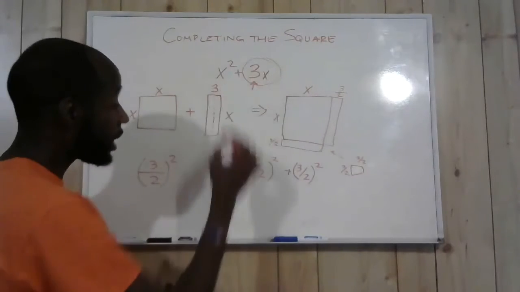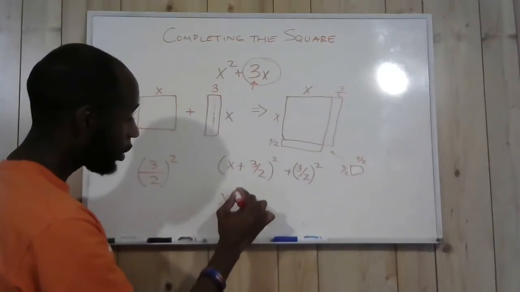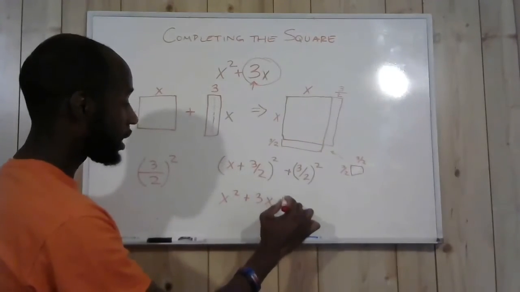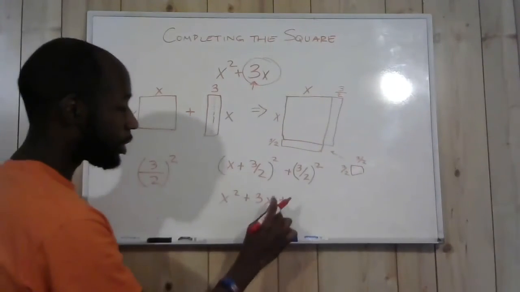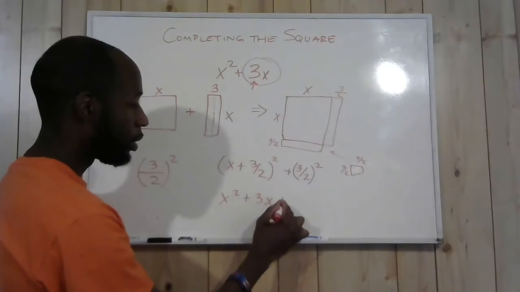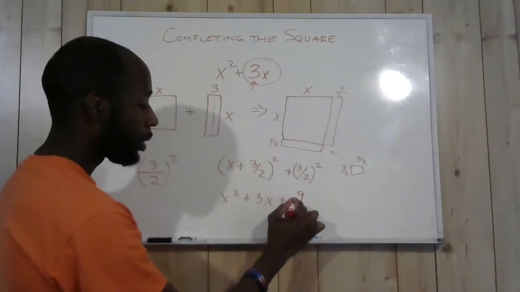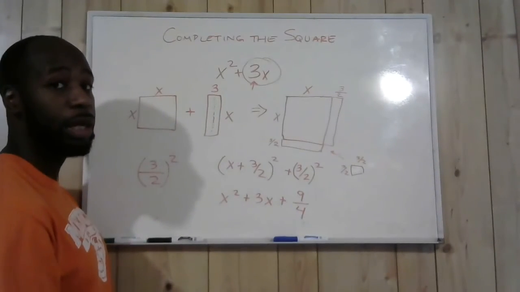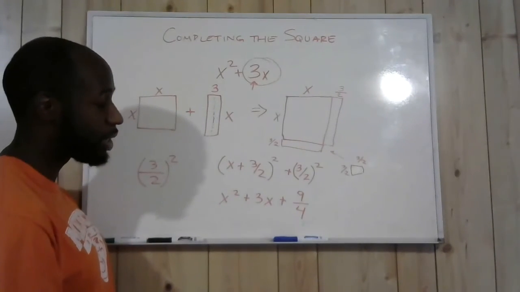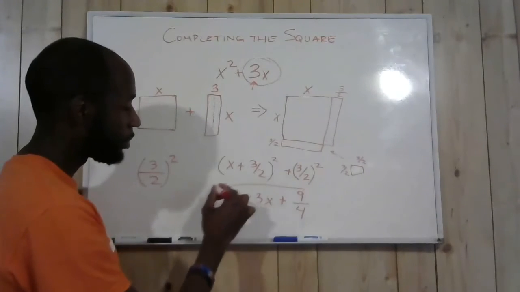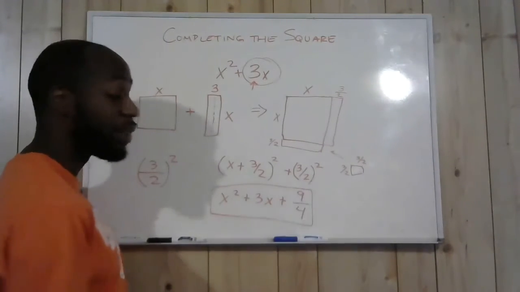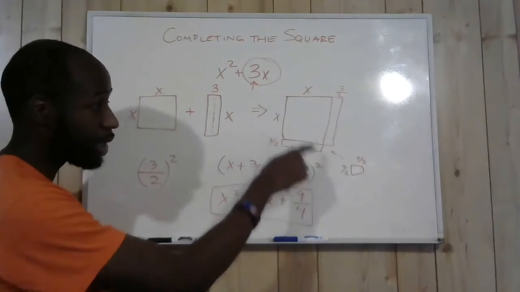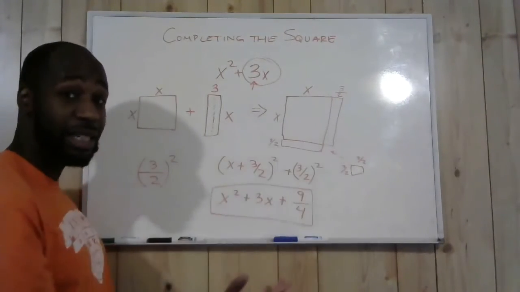So that means to complete the square, you literally have x squared plus 3x plus 3 over 2 squared, which is 9 over 4. That's how you complete the square. Now there's some nuances in there. But if they just ask you, what do you have to add to complete the square? Now you can see it.